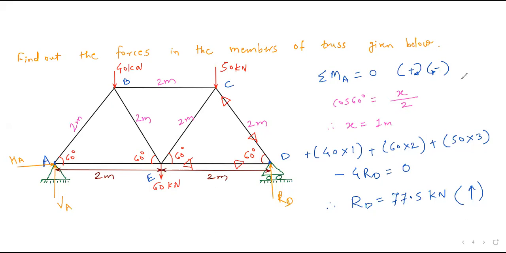What is the date today? 17 February. Okay, 17th. Okay. Timing 3 to 4. Okay, roll numbers.